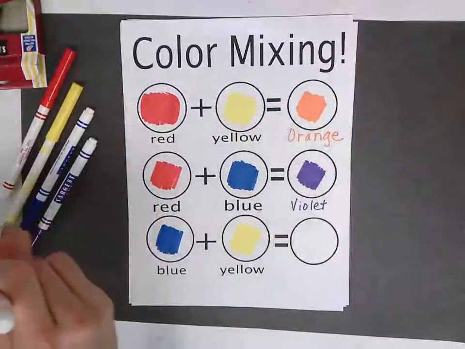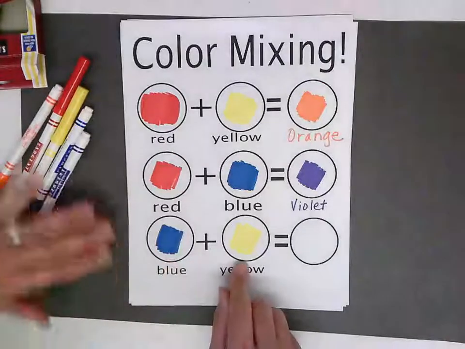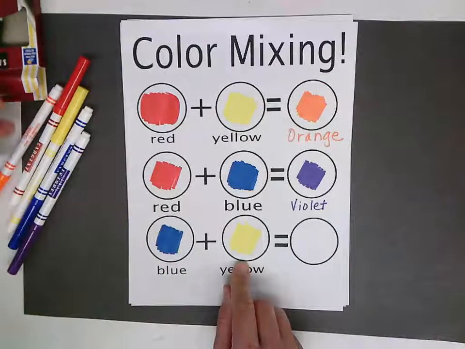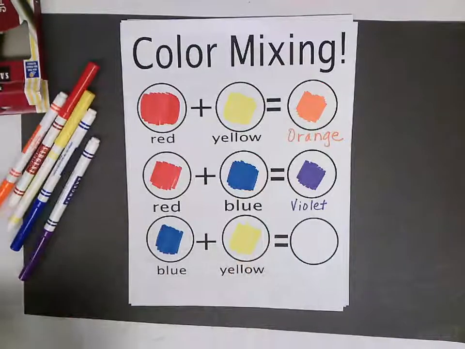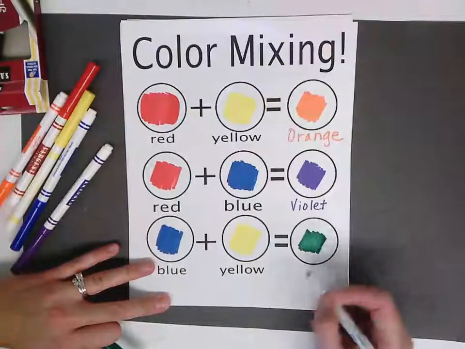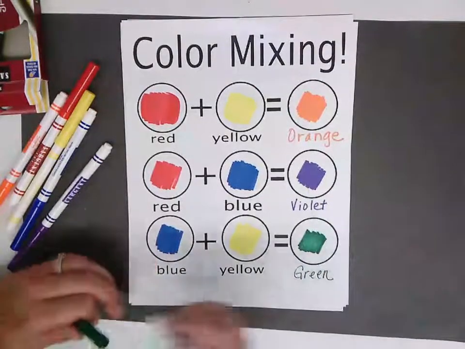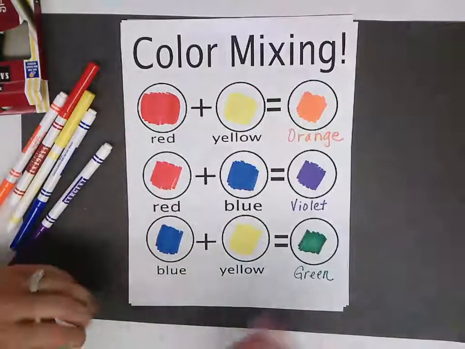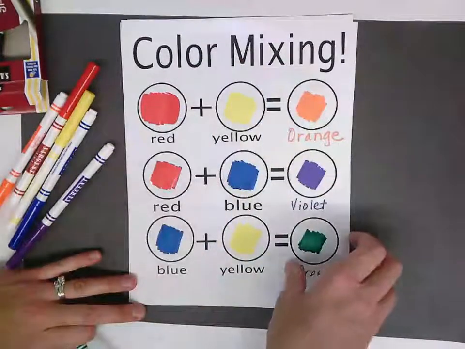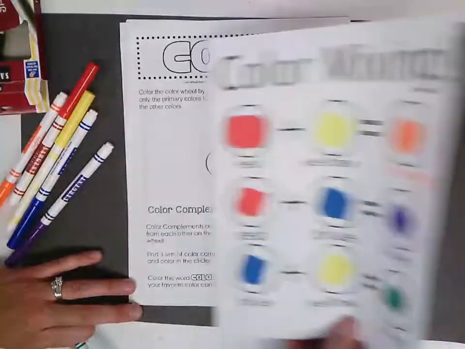There we go. And last but not least, down here at the bottom, blue plus yellow. I bet you can guess because it's a color that we're missing from this page. Green. G-R-E-E-N, green. Color mixing. So if you ever use paint, you can do the same thing with this and mix your own colors. This is just a little guide to show you.